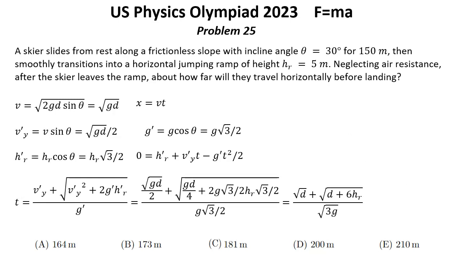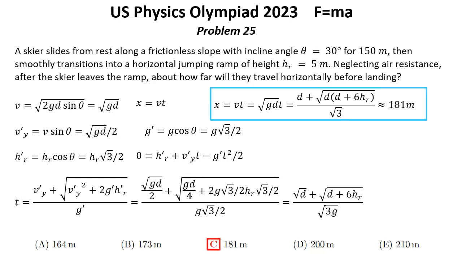And the last step is to find the total horizontal distance. That will be v multiplied by t, which is about 181 meters. That's answer C, and that was the solution for problem number 25.